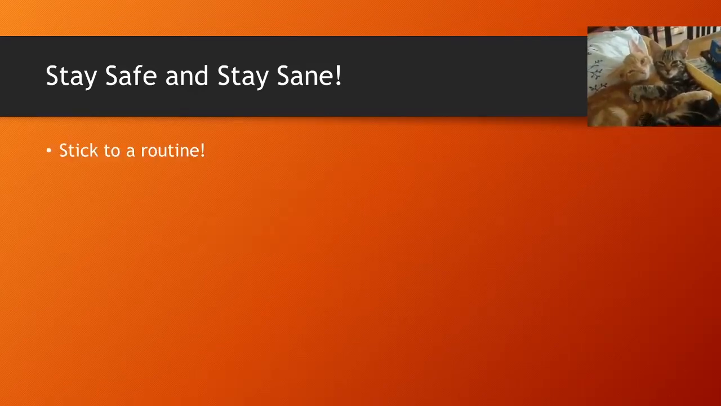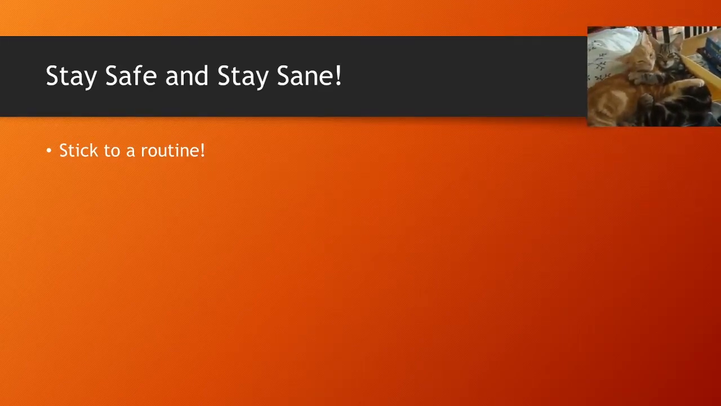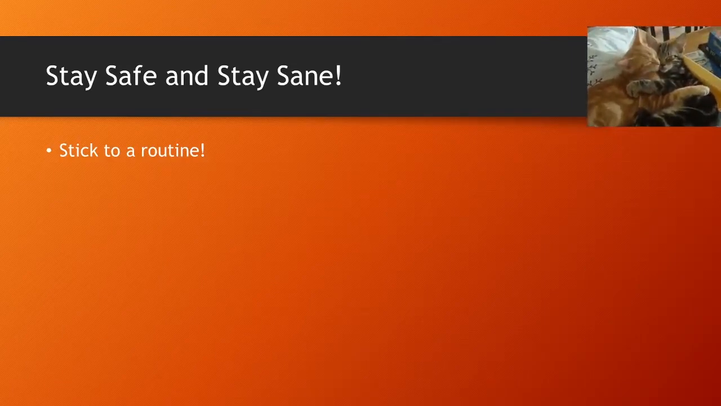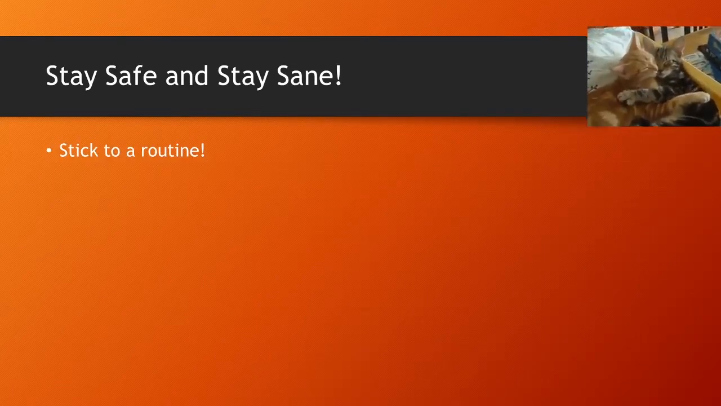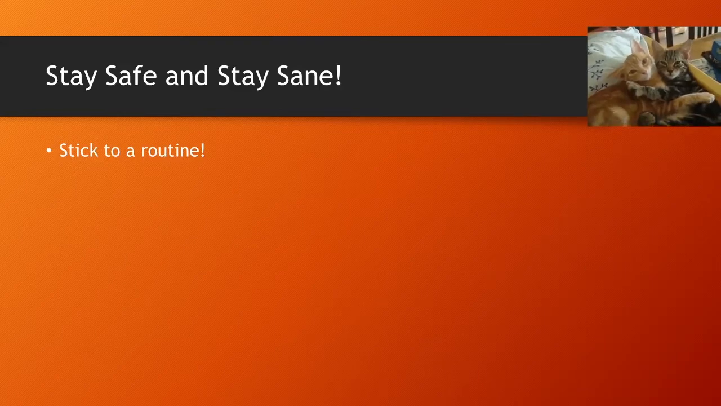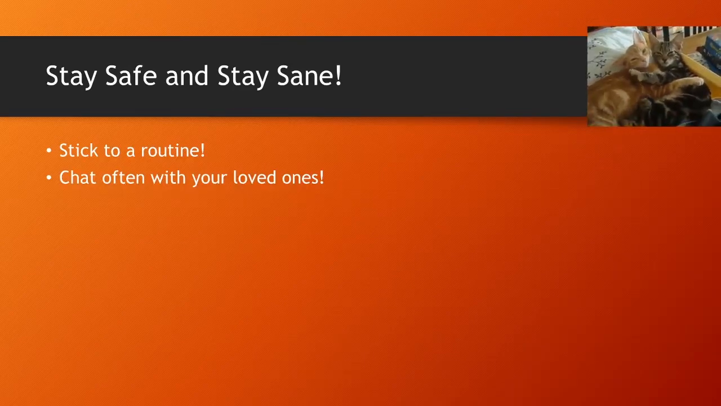These are just little pieces of advice that I'm giving you, that my therapist gave to me, and that you'll find online in some places that try and help you cope with self-isolating and not being at work and everything. Sticking to your routine is a really good idea. So getting up at a specific time, going to bed at a specific time, eating meals at specific times. Chat often with your loved ones. It can be very isolating.